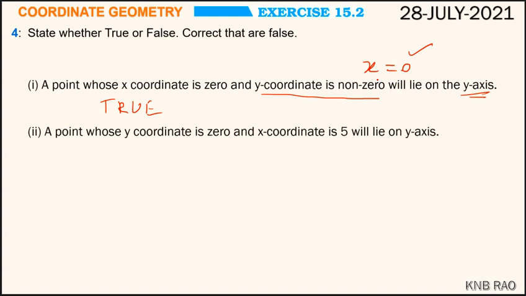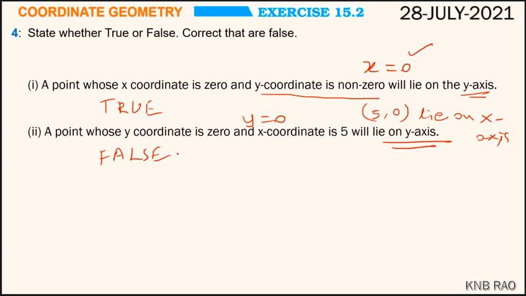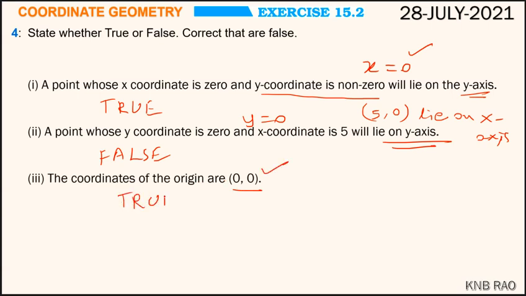Next question, a point whose y coordinate is 0 and x coordinate is 5. So that means 5 comma 0 lies on the x axis, but it says on the y axis, so it's false. Then the third question, the coordinates of the origin are 0 comma 0. This is true, we have learned that.